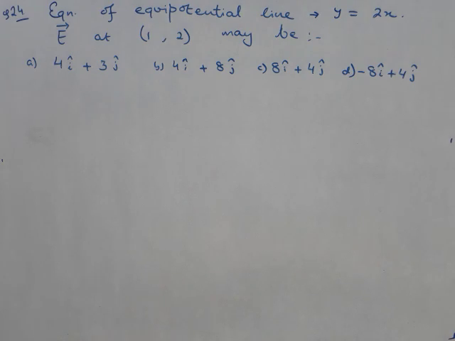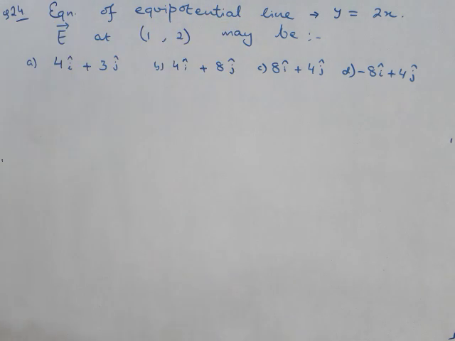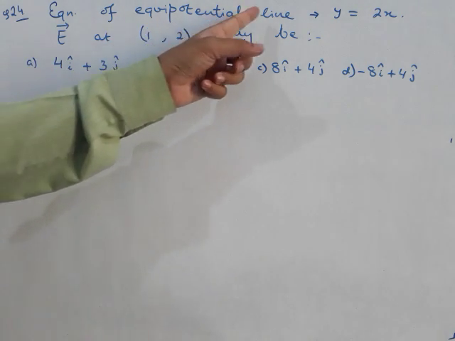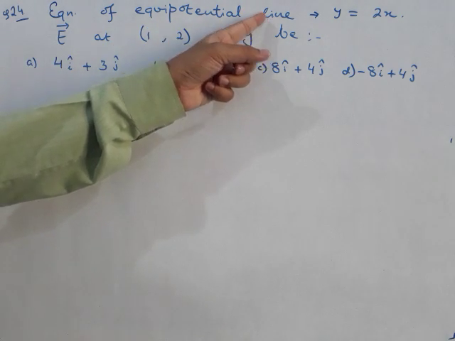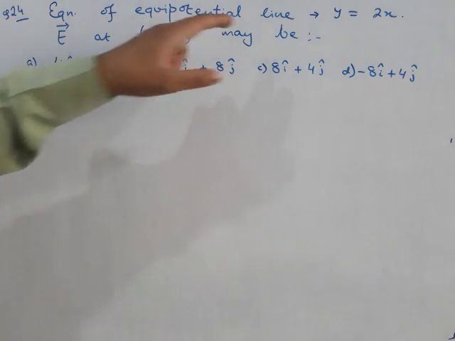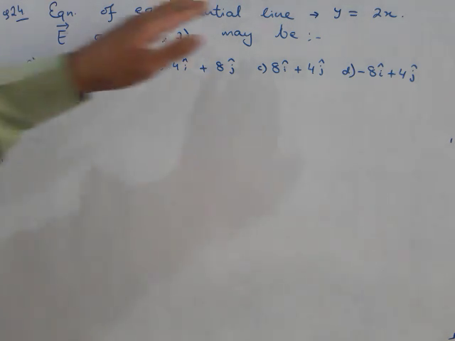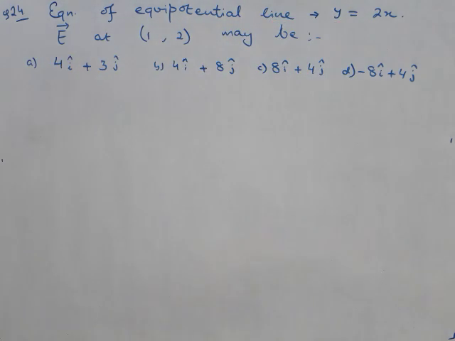Let us see the next question. It says equation of equipotential line. You know about equipotential surface. Likewise, we can have equipotential line. That means that line where all the points are having same or equal potential values. So that line equation is given as y is equal to 2x. If this be the equipotential line, the question is that you have to find electric field at point 1, 2, and say which one may be the possible value of electric field at this particular point.